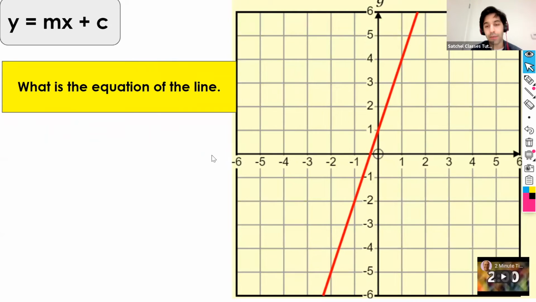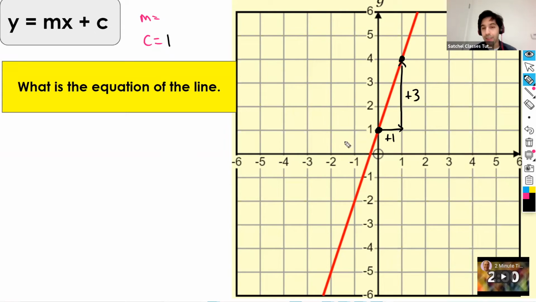So again, what is the equation of the line? Like I said in the previous example, we need m, the gradient, and we need c, the y-intercept. Now the y-intercept is quite easy to see. This is the point at which the graph intersects the y-axis, so c is going to be equal to 1. Now the gradient, again, pick two coordinates. I'm going to pick this coordinate here and this coordinate over here. So the increase in x is going to be +1, and the increase in y is going to be +3.